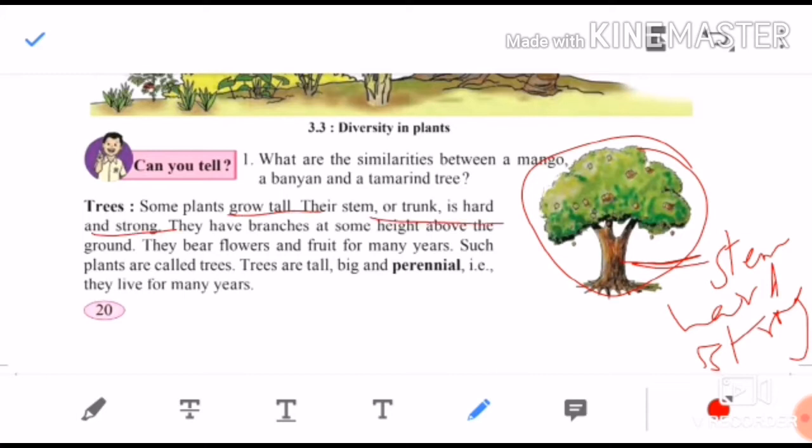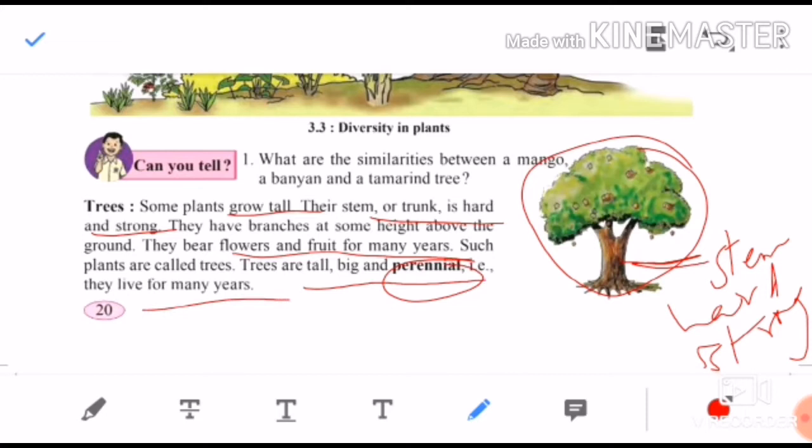They have branches at some height above the ground. A little bit above the ground, they will start developing their branches. They bear flowers and fruits for many years. Children, they live for many years and they bear flowers and fruits for many years. Such plants are called trees. Trees are tall, big and perennial. Perennial means they live for many years.